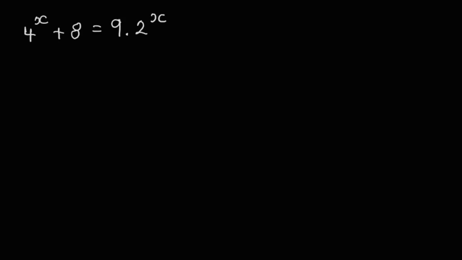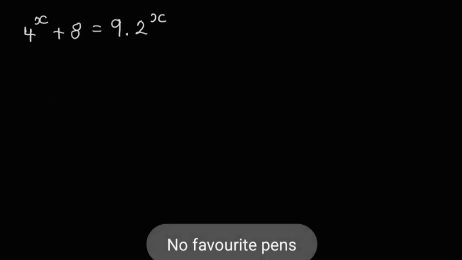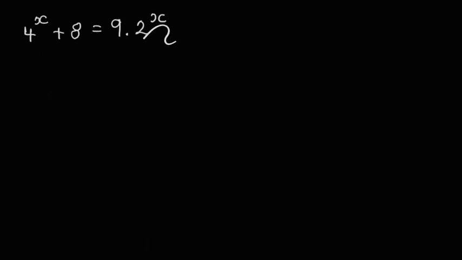Now here we have 4 to the power x plus 8 is equal to 9 times 2 to the power x. So we look at the terms where we've got x as an exponent, and we're going to rewrite those bases as products of prime numbers. So we know that 4 can be rewritten as 2 squared.